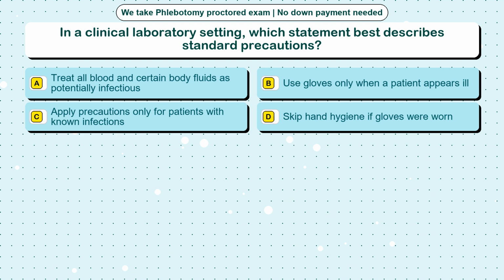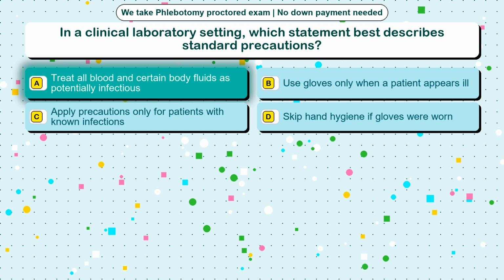Question 64. In a clinical laboratory setting, which statement best describes standard precautions? Option A. Treat all blood and certain body fluids as potentially infectious. Option B. Use gloves only when a patient appears ill. Option C. Apply precautions only for patients with known infections. Option D. Skip hand hygiene if gloves were worn.